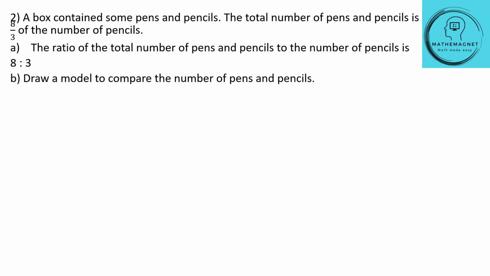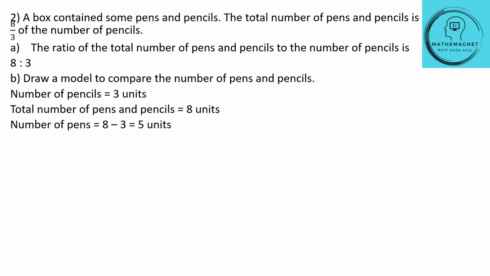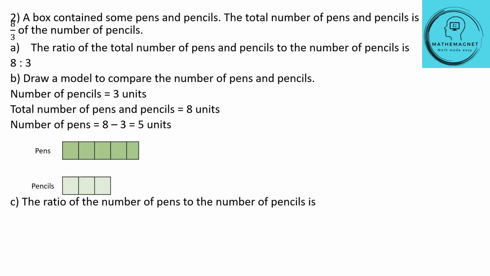B. Draw a model to compare the number of pens and pencils. We know the total of pens and pencils is 8 and the number of pencils is 3, which means the number of pens will be 8 minus 3, which is equal to 5. So we will draw 5 units for pens and 3 units for pencils. That will be your bar model. Now question C, the ratio of the number of pens to the number of pencils is: we know pens is 5 and pencils is 3, so it will be 5 is to 3.